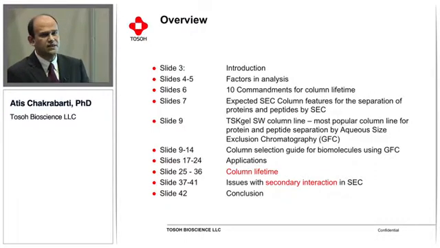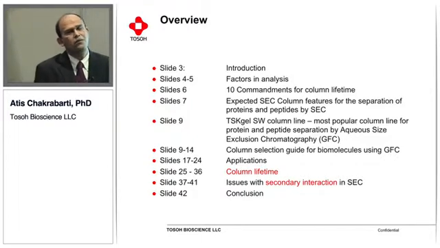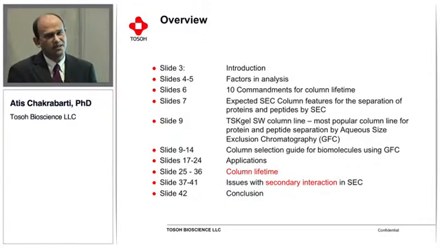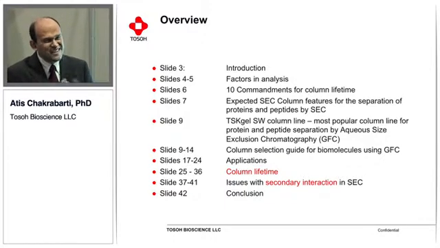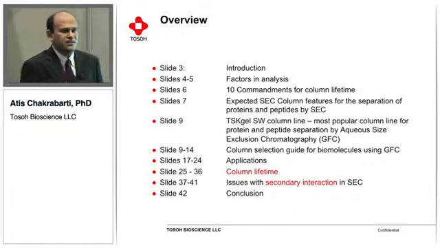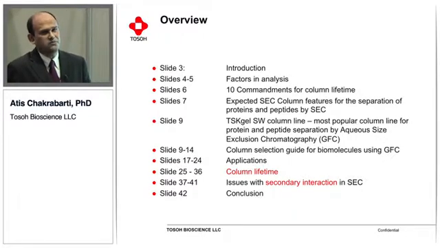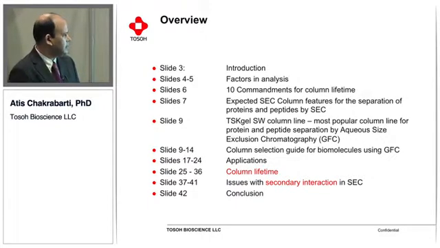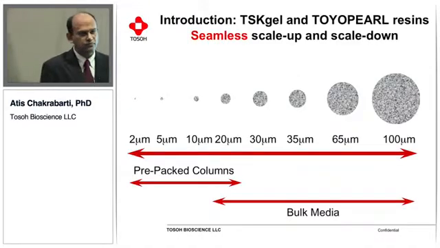And slide 37 to 41, it's about the secondary interaction, because as you know, size exclusion chromatography is the only mode of separation where you don't need any interaction. But in the ideal world, it is not possible. There are some situations when you will have interaction. So how far we can manage that, and definitely the conclusion.